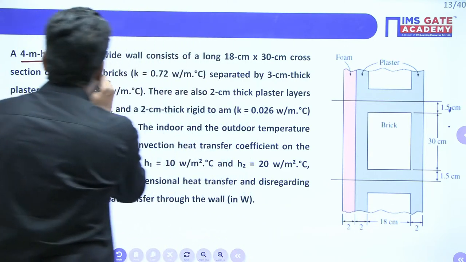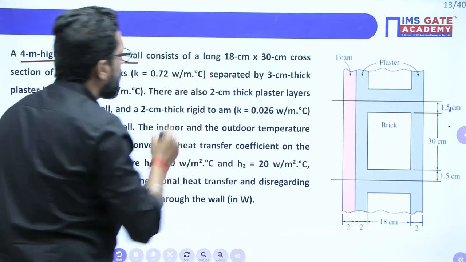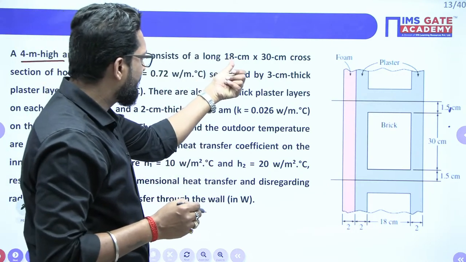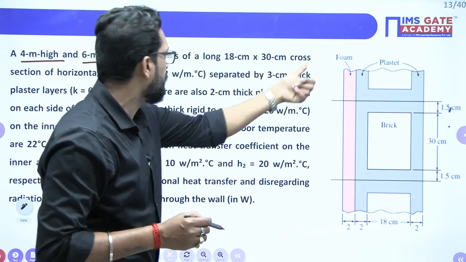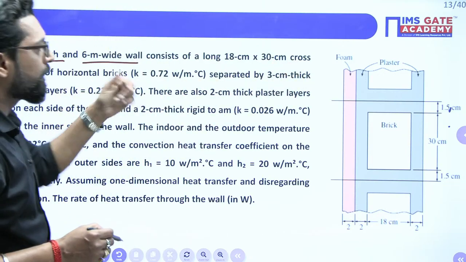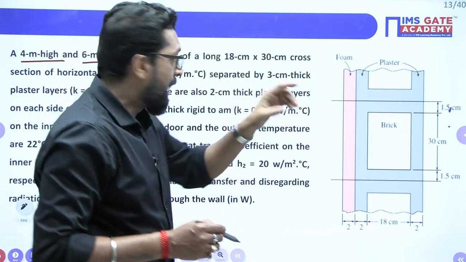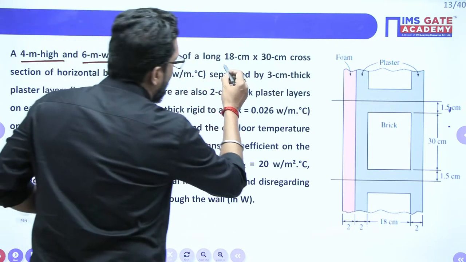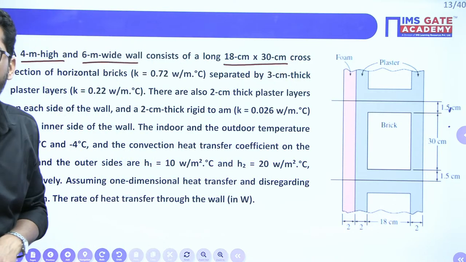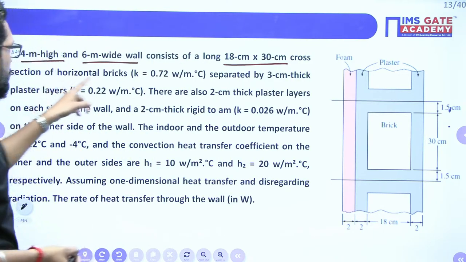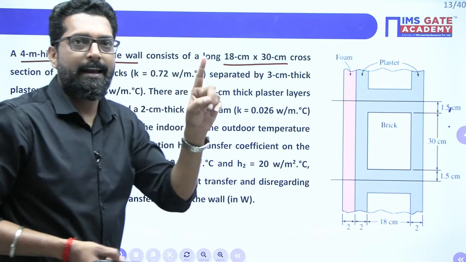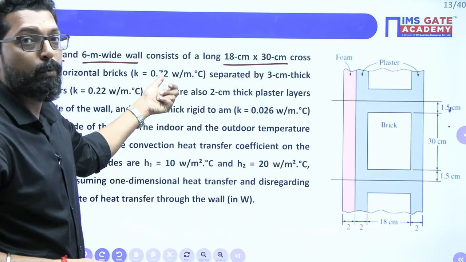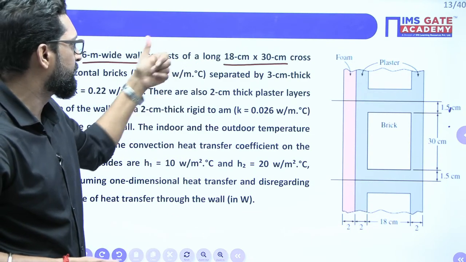A 4 meter high and 6 meter wide wall consists of an 18 centimeter cross 30 centimeter cross section of horizontal bricks. That means there are bricks, and the bricks have a dimension given. What is the dimension given, beta? 18 centimeter cross 30 centimeter, right? Horizontal bricks, and the brick material has a thermal conductivity. It is given 0.72 watt per meter degree centigrade.